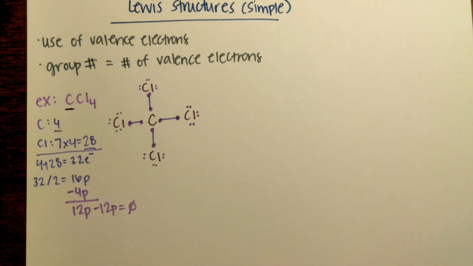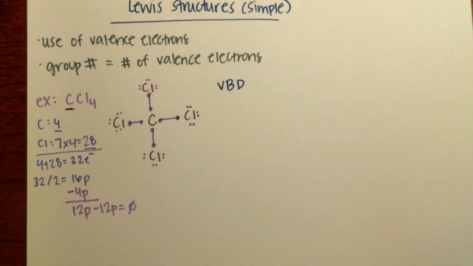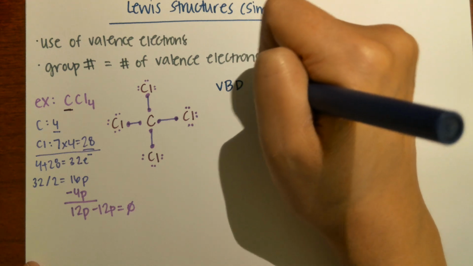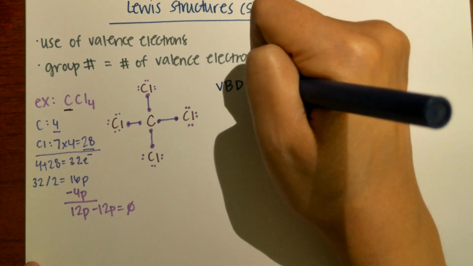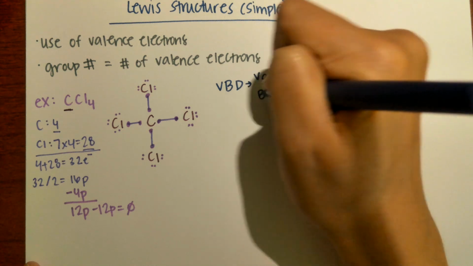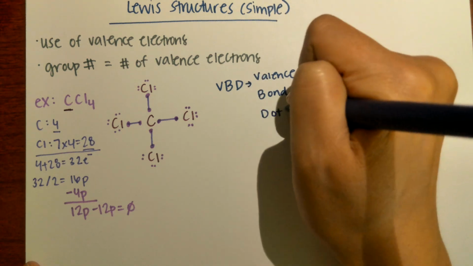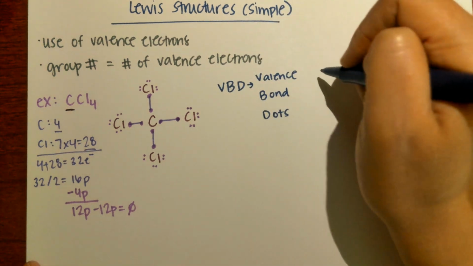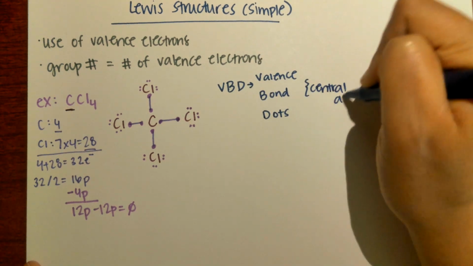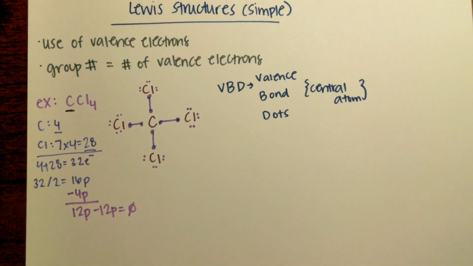So to do the happiness check, you can use this acronym, VBD. The V stands for valence, the B stands for bonds, and the D stands for dots. And this is all for the central atom. So we're going to do that for carbon right now.